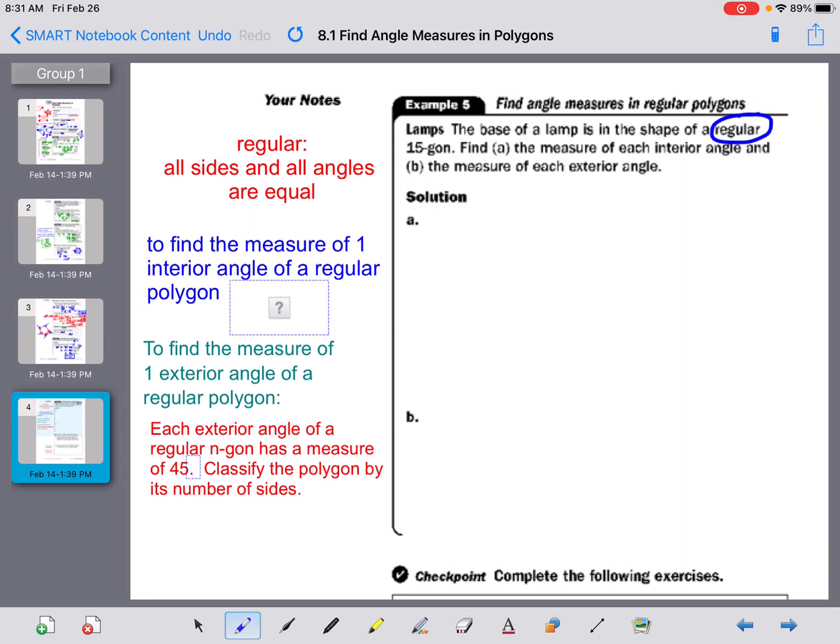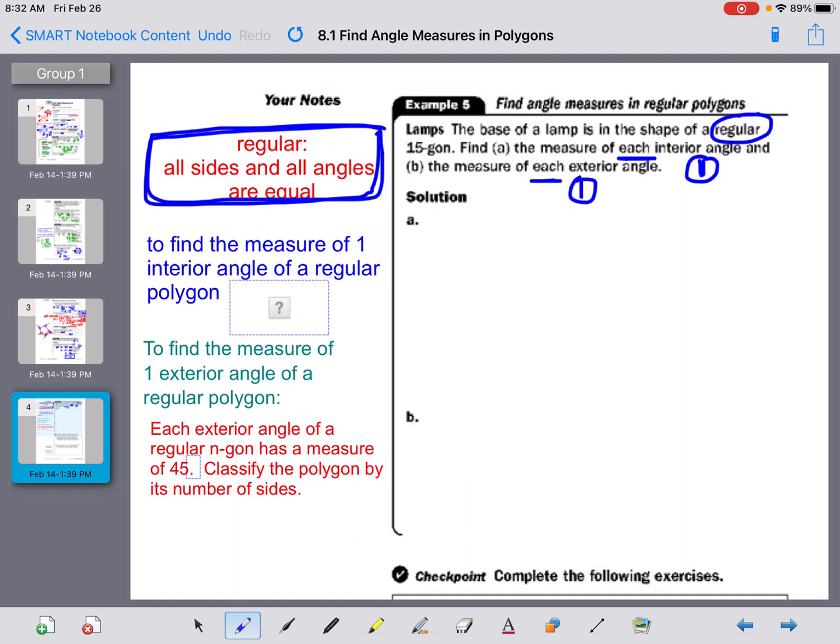All right, so the base of the lamp is in the shape of a regular 15-gon. And I reminded you over here in the margin, what does regular mean? All sides and all angles are equal, okay? So every angle inside equals the same amount. It says find the measure of the interior angles and find the measure of each exterior angle. Okay, this is important. It says each. That means one of them. So that's what I'm looking for.